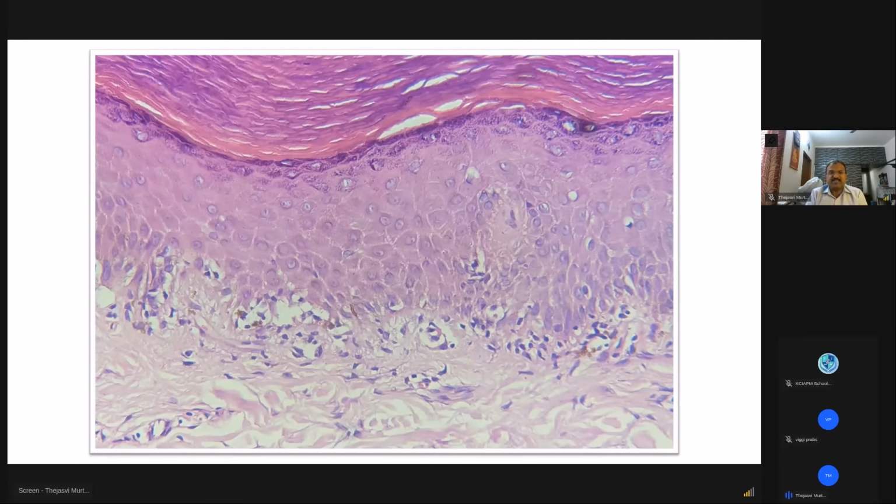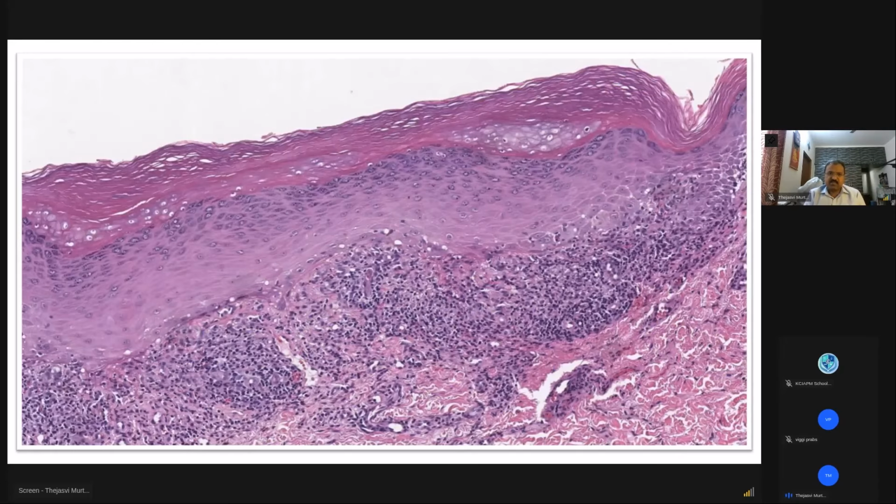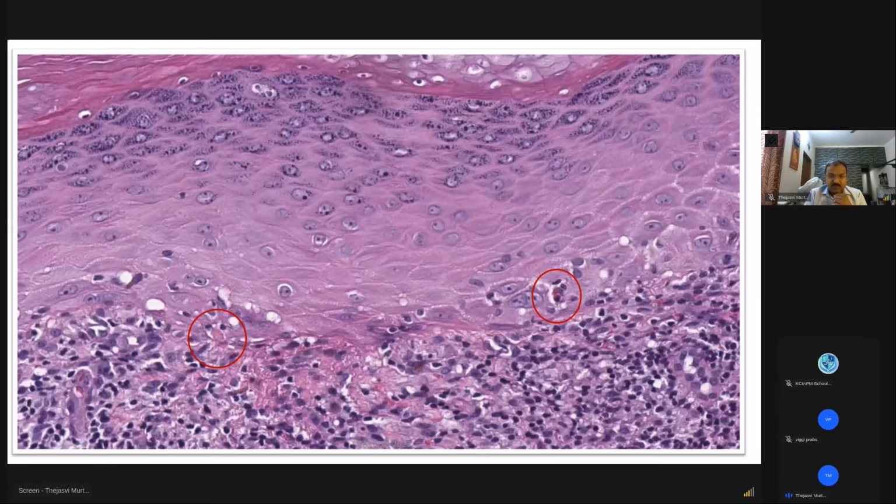If you go closer, you can see hydropic or basal cell vacuolar degeneration as well along the basal line, hydropic degeneration of the basal cells, with the prominent granular layer and the keratin layer as well. Then again, if we observe along the interface, the band-like inflammatory infiltrate is highlighted. You also can see the keratin layer on top and the thickened granular layer. Now, if you observe closely, what are we seeing here?